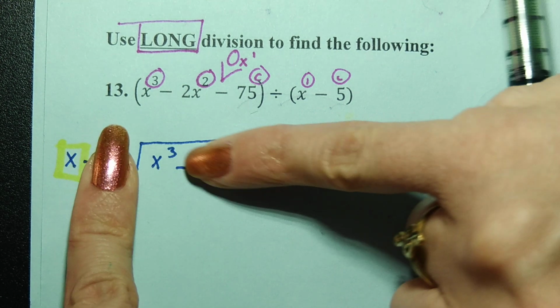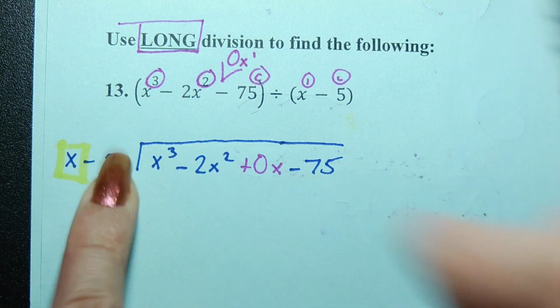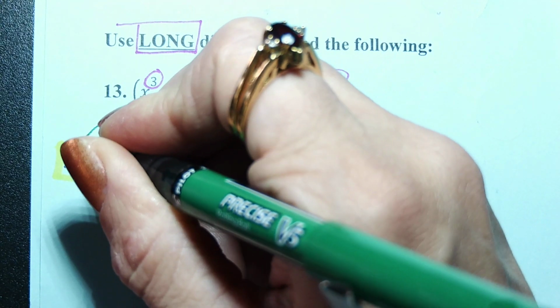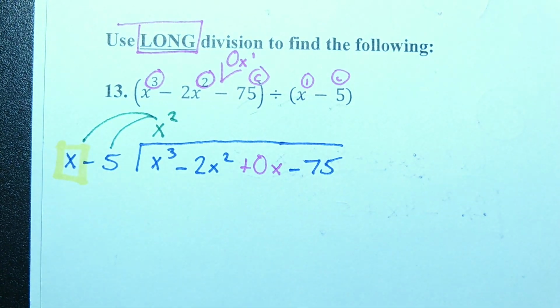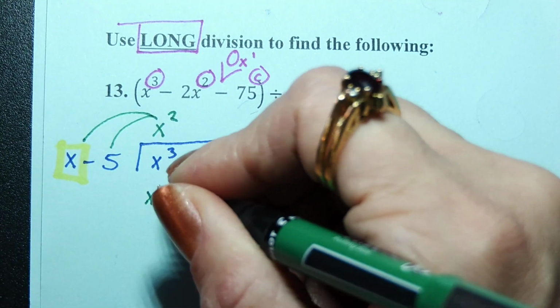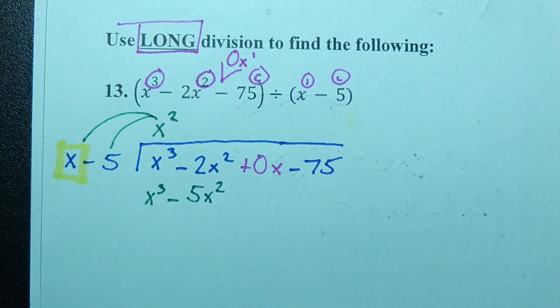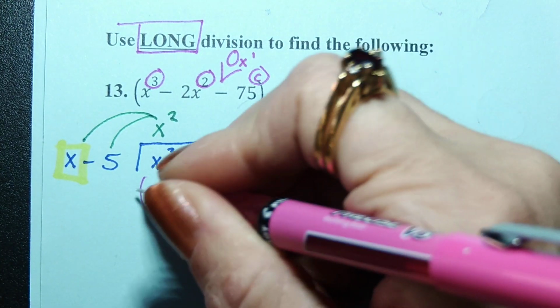So, leader term times what will give me x cubed? x squared. Times the leader, x squared times x. Then times the tag-along term, negative 5, and we get x cubed minus 5x squared. Enclose in parentheses and subtract.